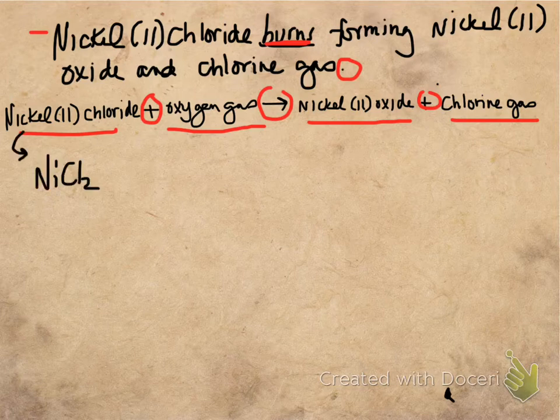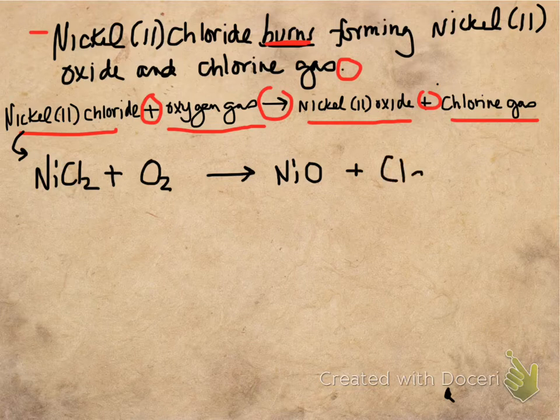Okay, nickel 2 chloride. Well, that's not hard, and we've got a formula for it. Now, we need to write a formula for oxygen gas. Well, oxygen is one of the elements that's diatomic when it's not in a compound, so oxygen gas would be O2. Now, we want to write a formula for nickel 2 oxide, and that would be NiO, and chlorine gas, which is also a diatomic molecule. So we have Cl2. Note that if you just write O or you just write Cl, it's not going to balance correctly, and your equation is wrong.